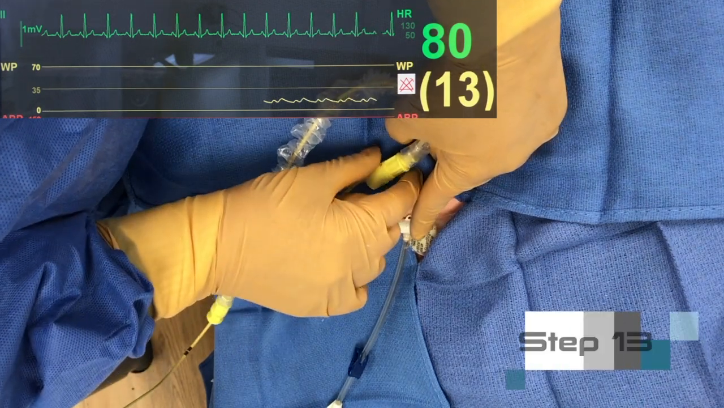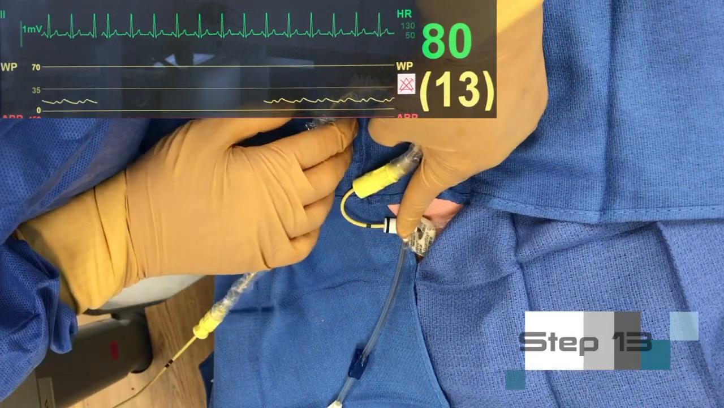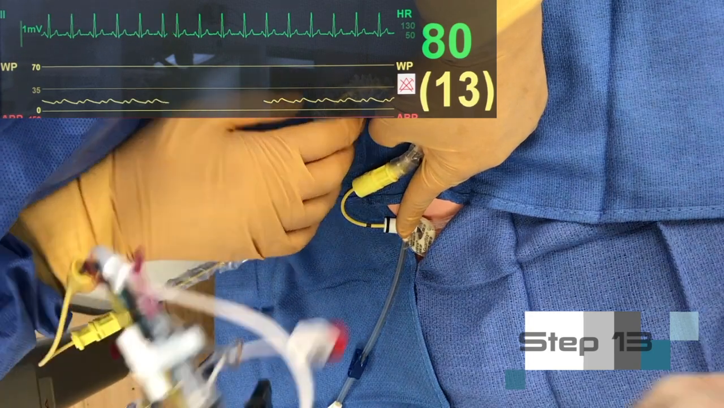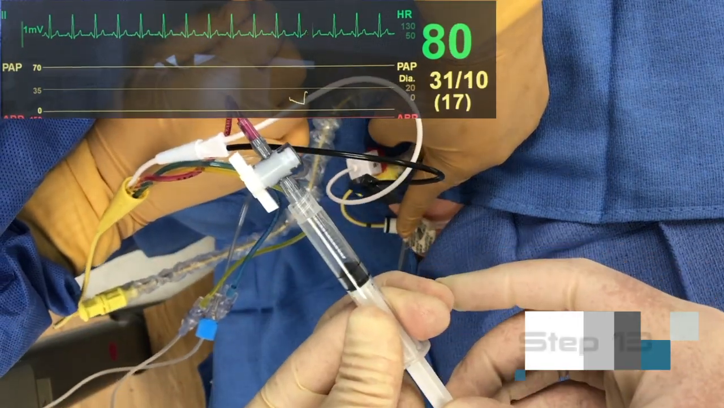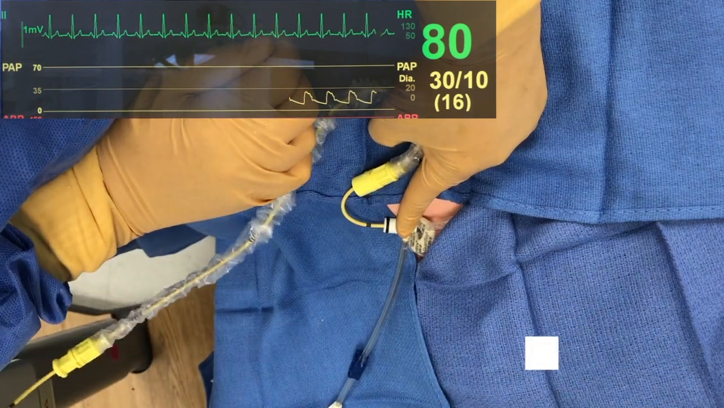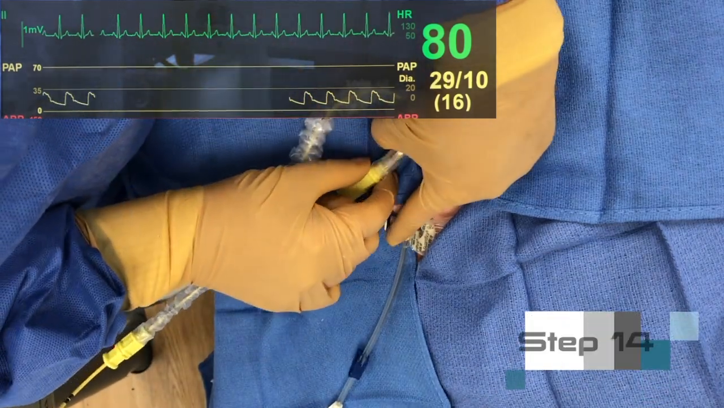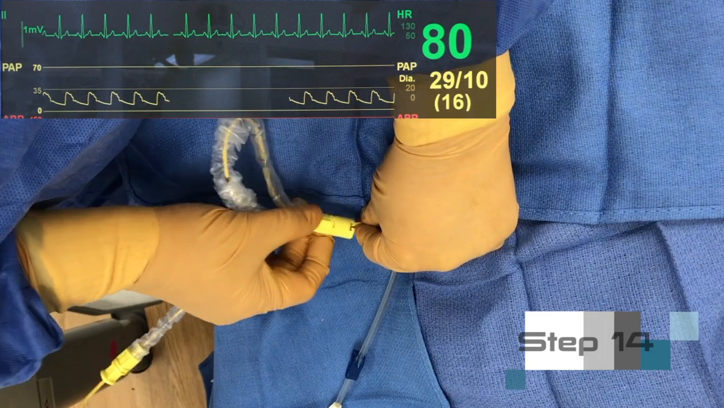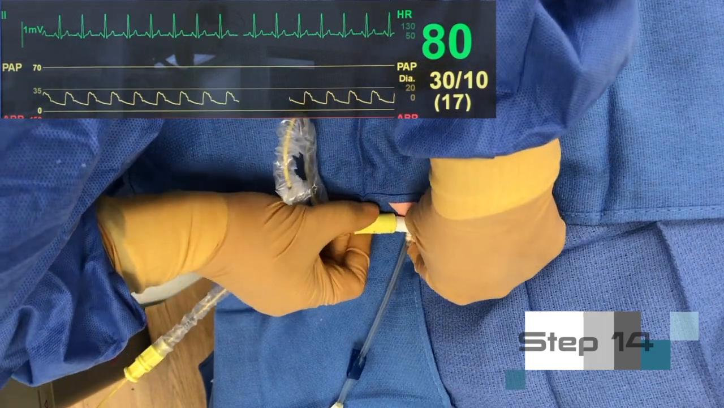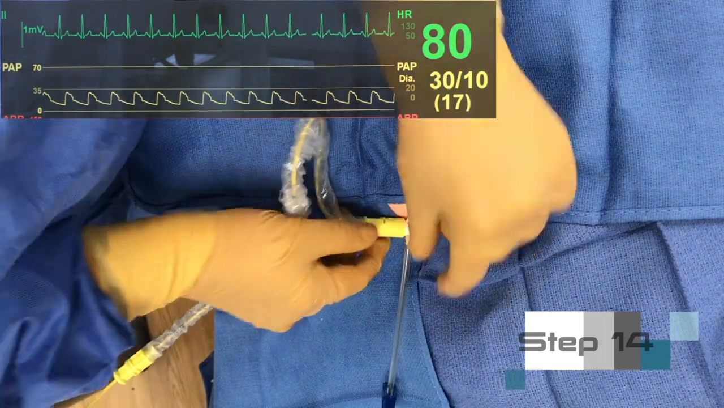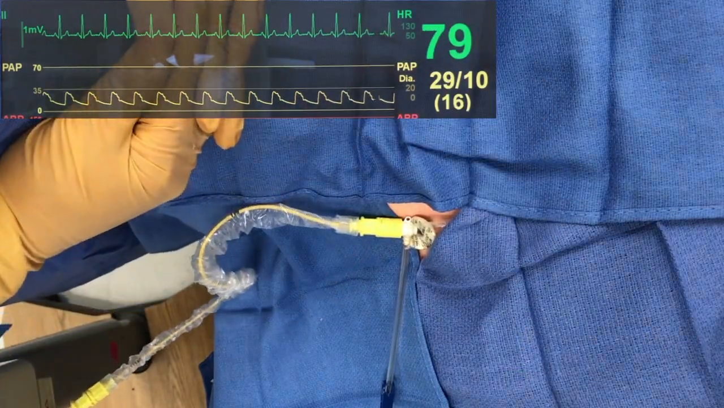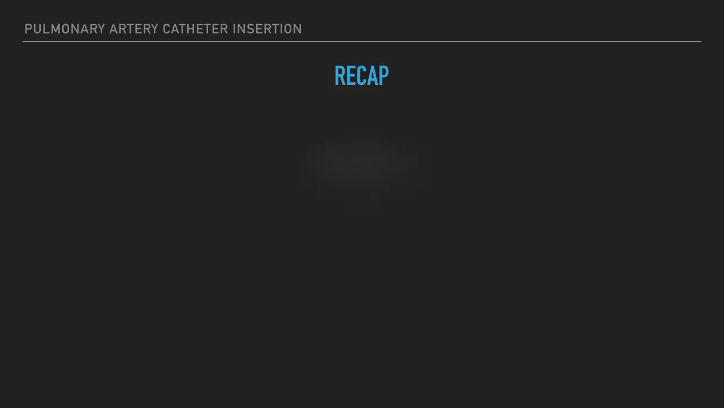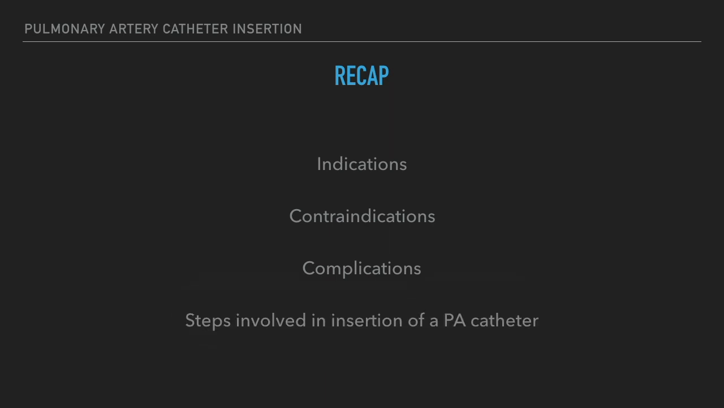Step 13. Instruct the assistant to deflate the balloon by stating balloon down. Balloon down. Step 14. Lock the protective sleeve to the PA catheter and document the final depth of the catheter. To recap, we have described the indications, contraindications, and complications of PA catheter insertion, as well as the steps involved in inserting a PA catheter.